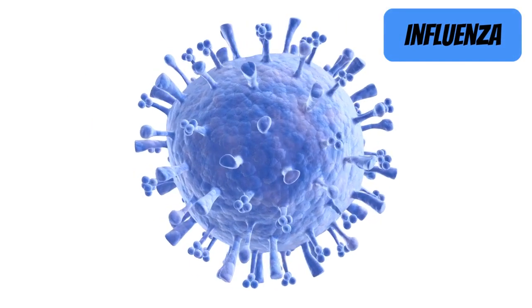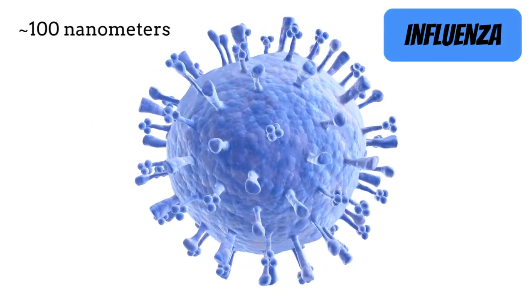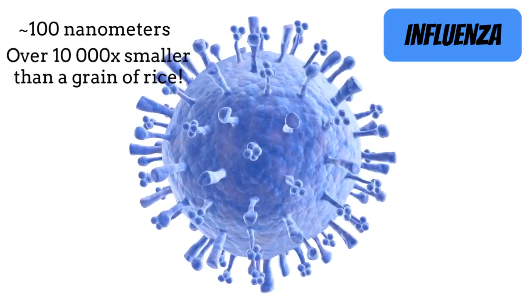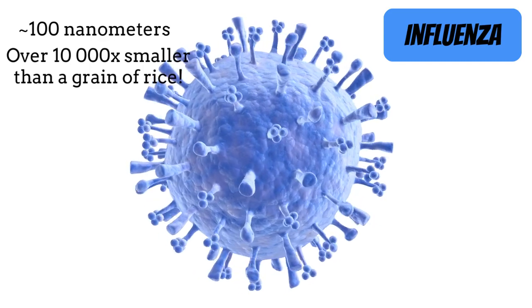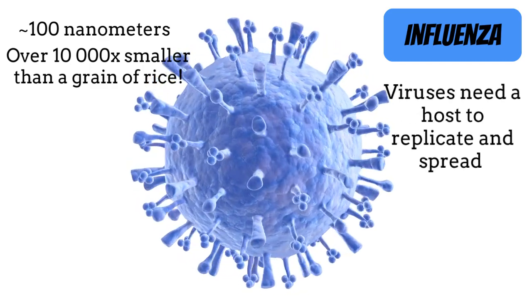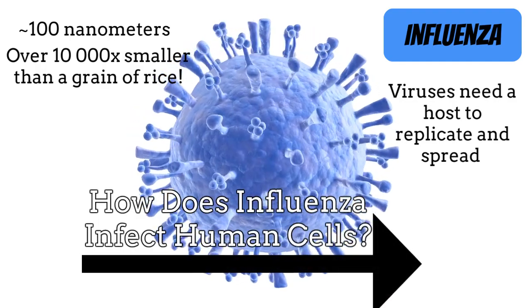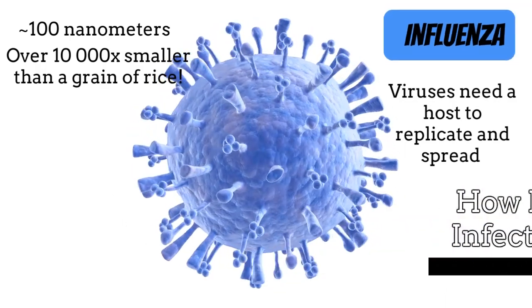Influenza is a virus about 100 nanometers in size, which is over 10,000 times smaller than a grain of rice. Viruses are unlike human cells or bacterial cells because viruses need to be inside of another cell in order to replicate and spread. So how do viruses, or in this case influenza, enter and infect human cells?